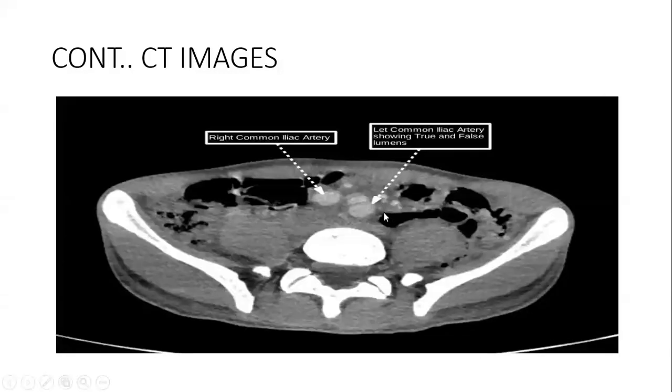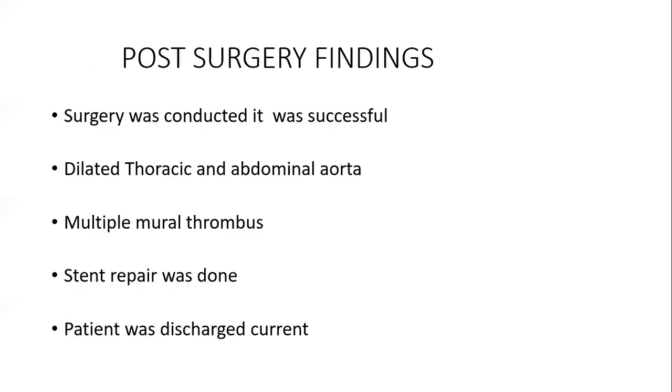So this is another CT image, which shows the left common iliac artery, showing the true and the false lumen, as you can see here. So there's also a dissection here: the intimal flap, the true lumen, and the false lumen. Then this is the right common iliac artery. So these are the images we got for CT.